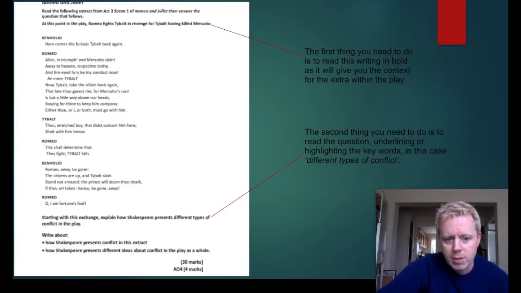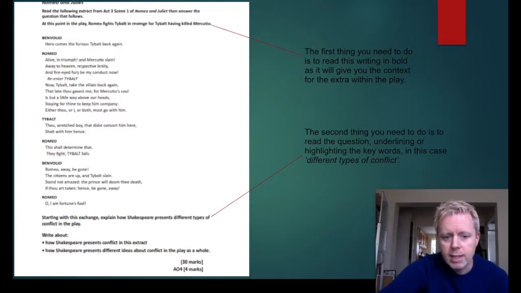And before reading the extract, jump down to below the extract and read the actual question so that when you're reading the extract, you know what to look out for. The question is, starting with this exchange, explain how Shakespeare presents different types of conflict in the play. Then the two bullet points focus on the first one in the extract and the second bullet point, the wider play. And both bullet points are equally weighted.